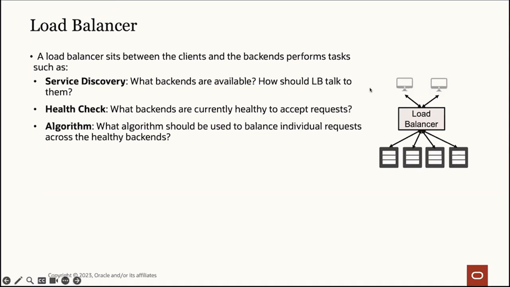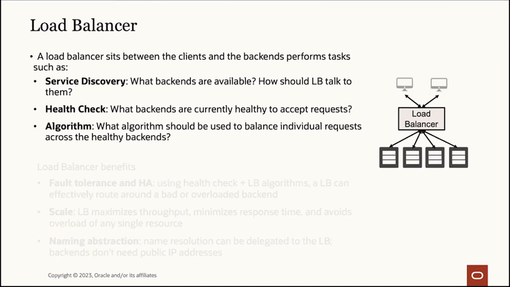Some examples of algorithms could be least connections, where it'll choose whichever backend has the least number of connections and send it there. Or you could use a weighted scale, so weighted round robin, and that's going to look at a certain metric, for example, CPU utilization, to determine which backend set should get the next connection.